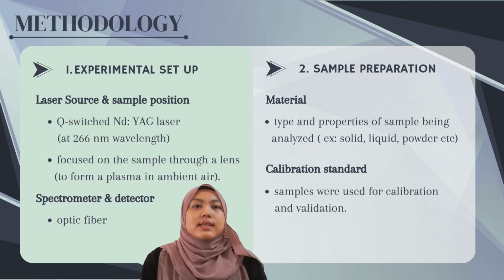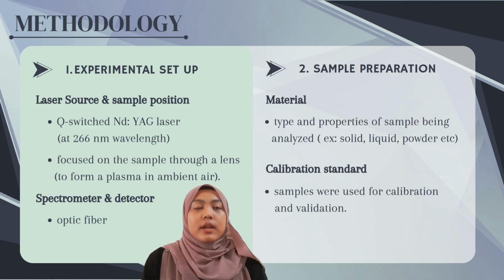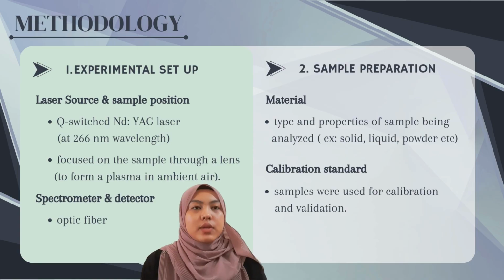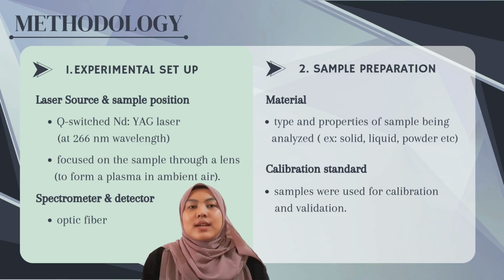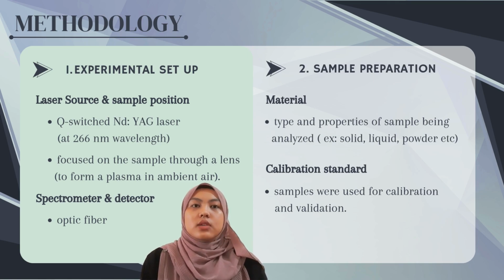For the laser source and sample position, a Q-switched neodymium-doped yttrium aluminum garnet laser at 266 nm wavelength has been used and focused on the sample through a lens to form a plasma in ambient air. Meanwhile, for the spectrometer and detector, a signal from the laser-induced plasma was collected by an optic fiber and sent to a spectrometer for analysis.